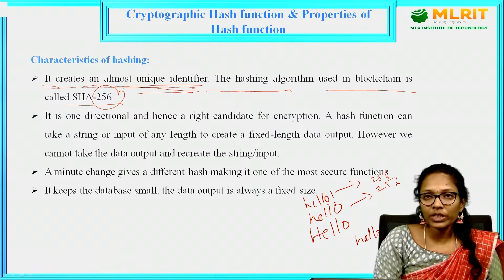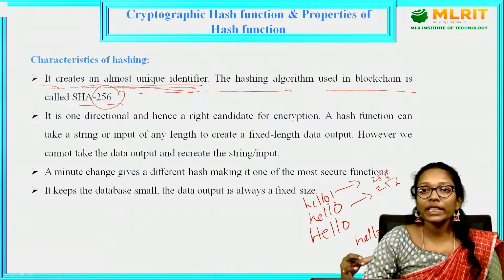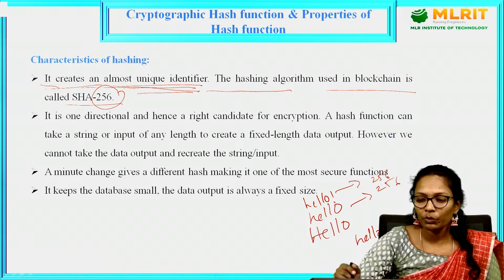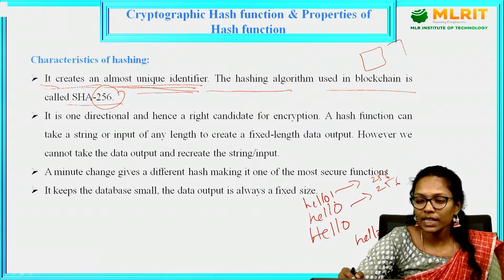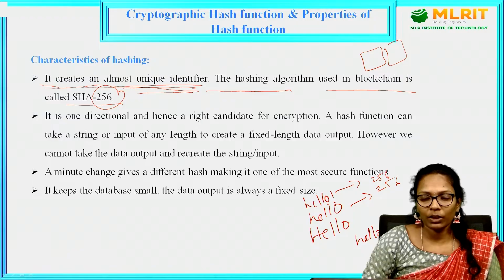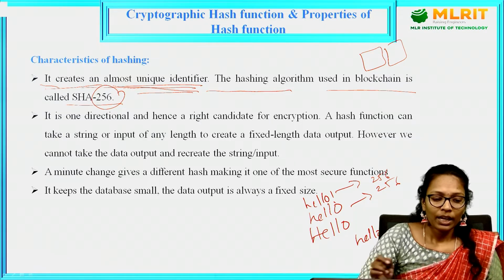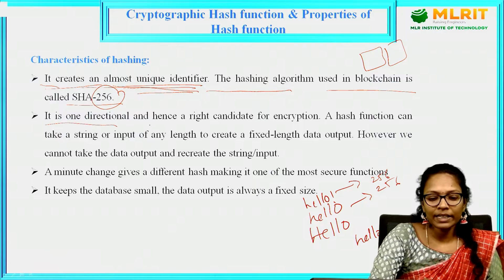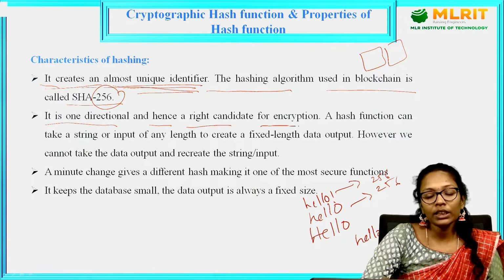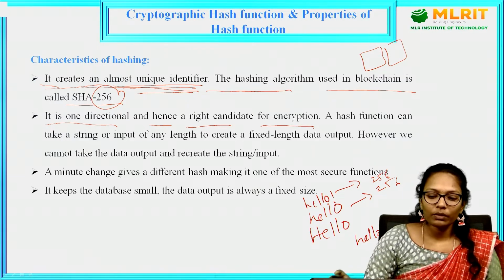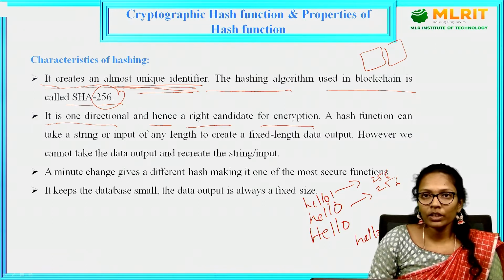That's why we use this hash value to indicate the uniqueness of a block. We know that in blockchain, each block is identified using a hash value, so that is a unique identifier for each block. And it is one directional and hence a right candidate for encryption. So we use this hash function for the encryption process, and it is one directional.